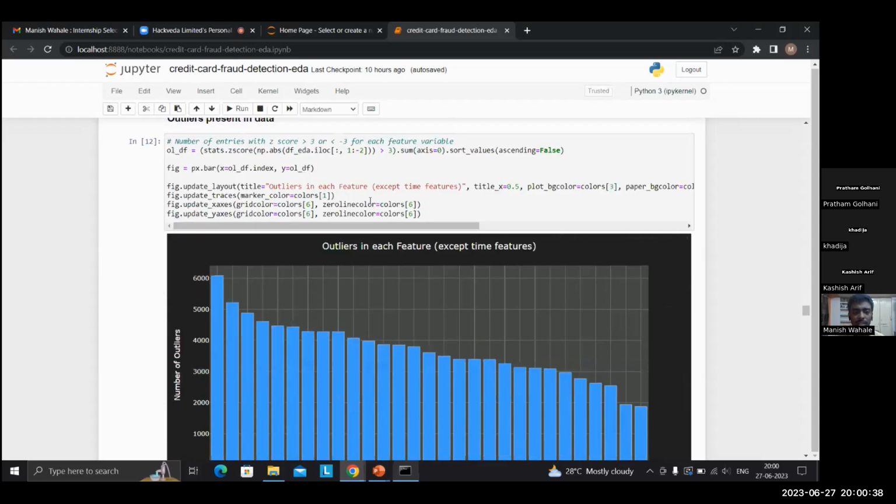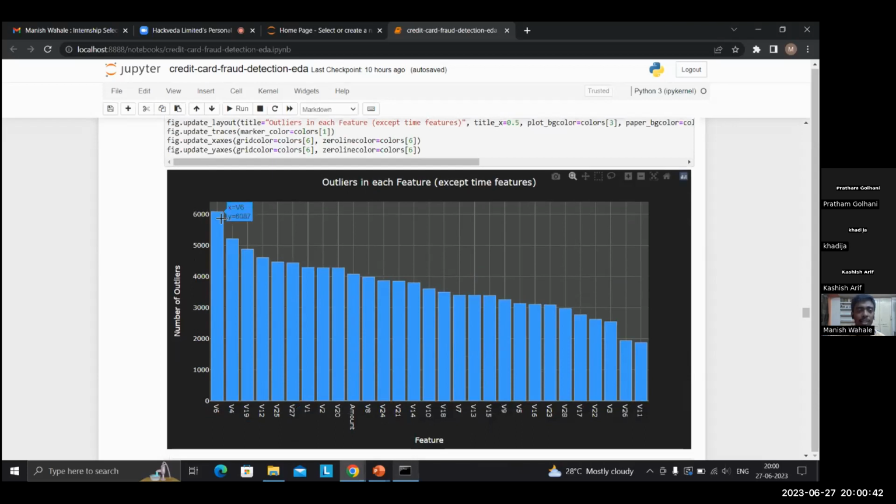So let's see, are there any outliers present? Out of like 284,000, there are 6,000 outliers in this picture, and the graphs are shown here till V11. So V11 has the least outliers present.